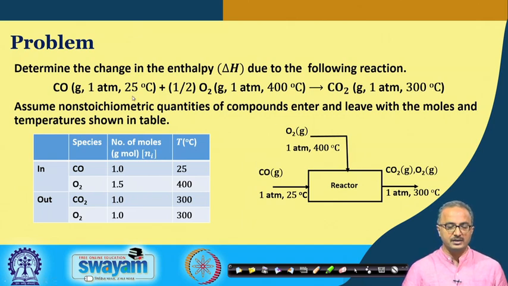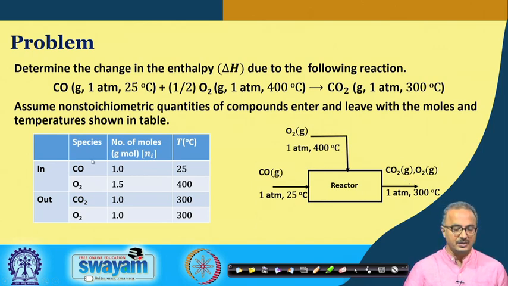Next problem we come to is one where we are producing carbon dioxide from carbon monoxide, and these are the temperatures given: the carbon monoxide enters at 1 atmosphere and 25 degrees centigrade, oxygen enters at 1 atmosphere and 400 degrees centigrade, and carbon dioxide and oxygen come out at 300 degrees centigrade and 1 atmosphere. So, you can see there is some unreacted oxygen also coming out in the product, but there is no carbon monoxide in the product.